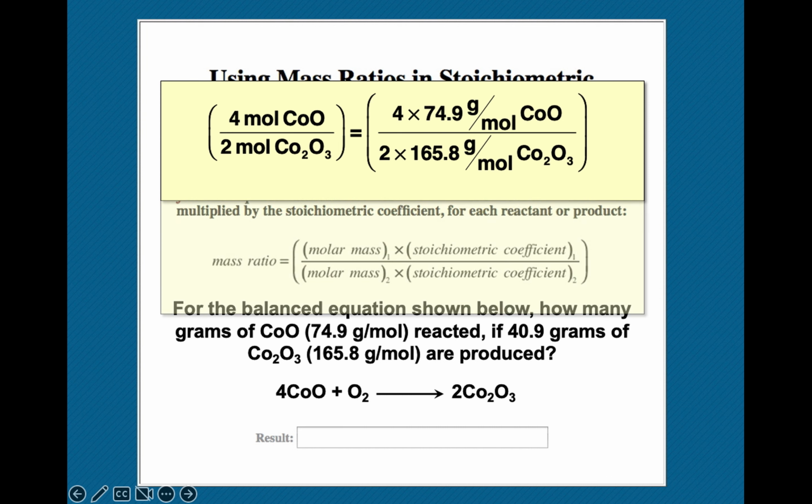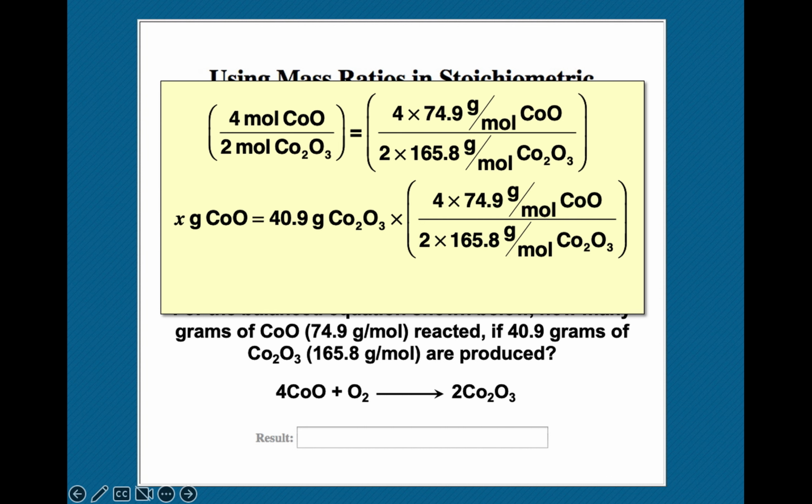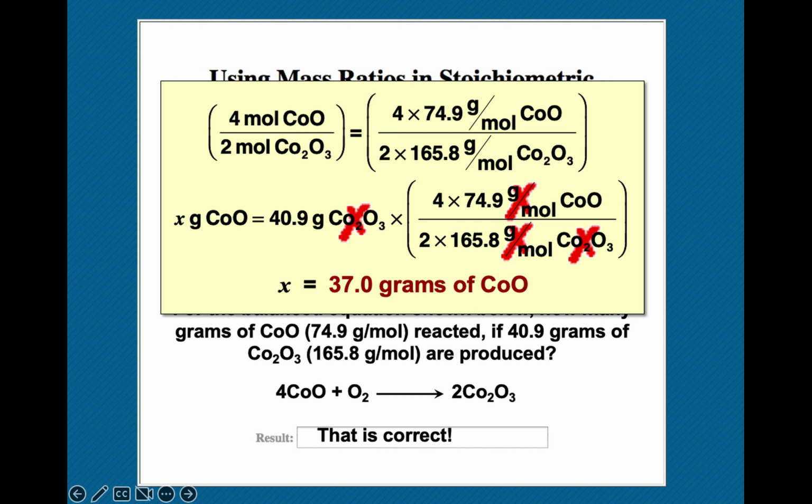Cancel out whatever you need. Here's our given. Here's our ratio without multiplying it out. 41 times 4 times 75 divided by 2 divided by 166. Cancel a bunch. And we get 37 grams. Any questions?